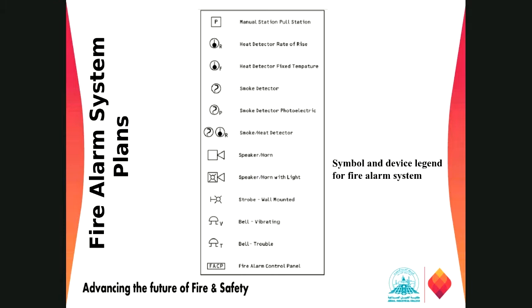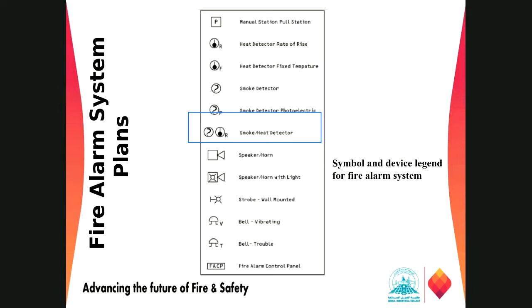And then we have the basic symbols for all kinds of detectors. This is as per NFPA 170, right? R means rate of rise, for fixed temperature, photoelectric type detectors, and these two shapes are the combination of heat and smoke detector. In one detector only, they have a heat sensor and a smoke sensor also.